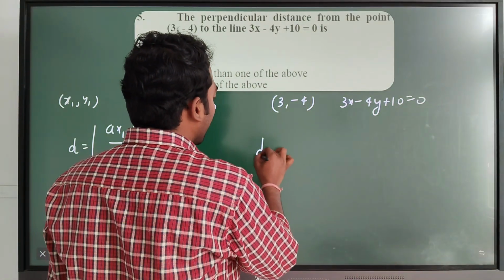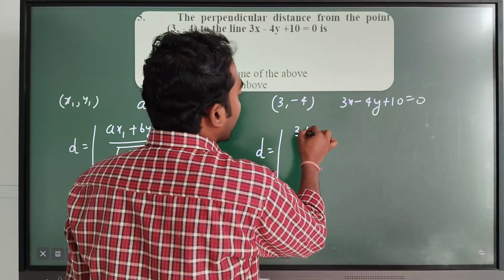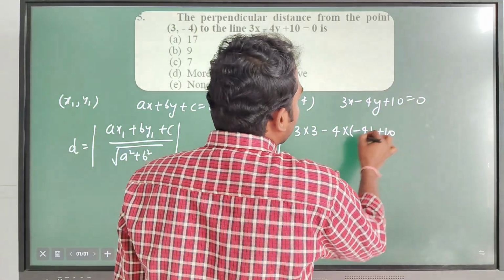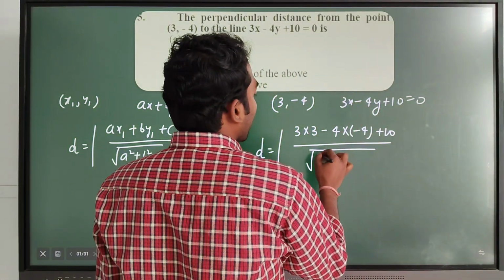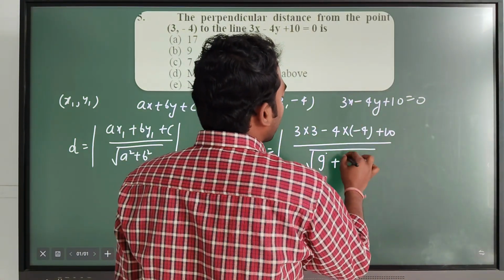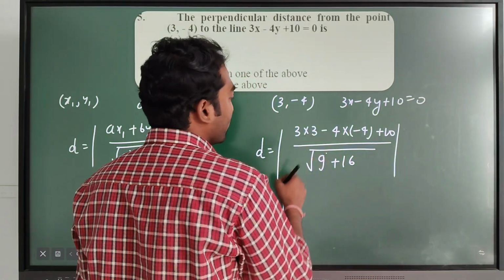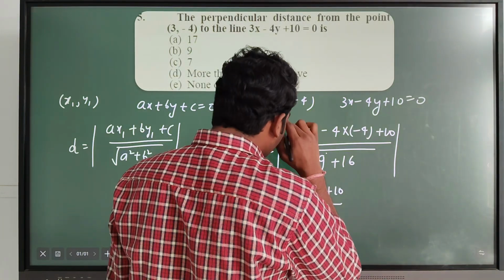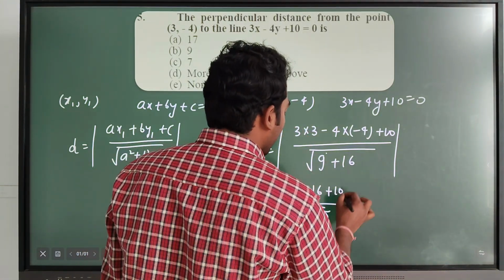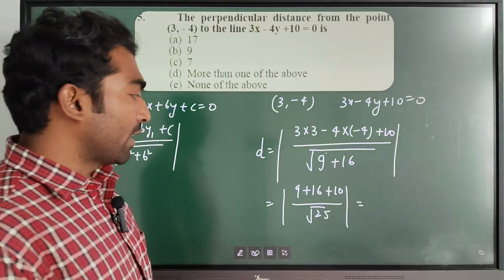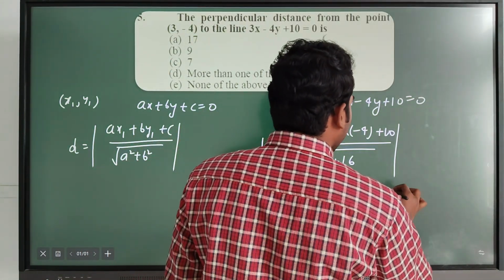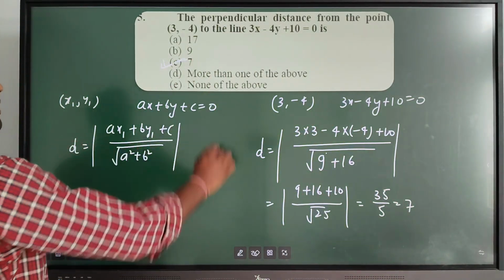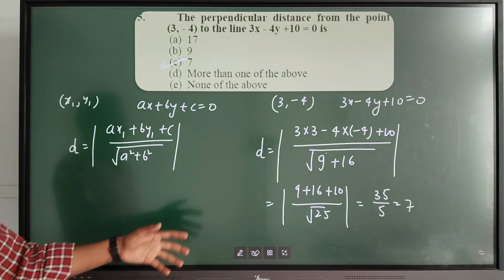Now the distance d is equal to what? d is equal to |3 into 3 minus 4 into minus 4 plus 10| divided by the root of 3 square, which means 9, plus 4 square, which means 16. That is 9 plus 16 plus 10, divided by root 25, which means 35 by 5, which is 7. So your answer is 7. So option C is the correct answer for that question. Okay, it's very easy, you can take the screenshot.